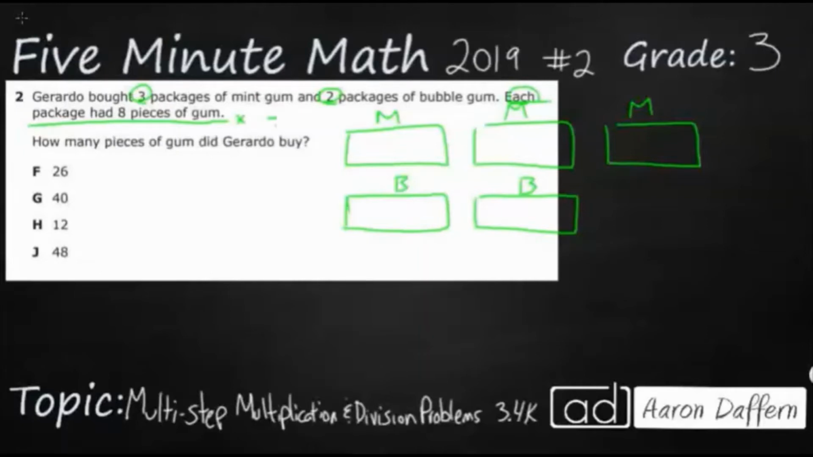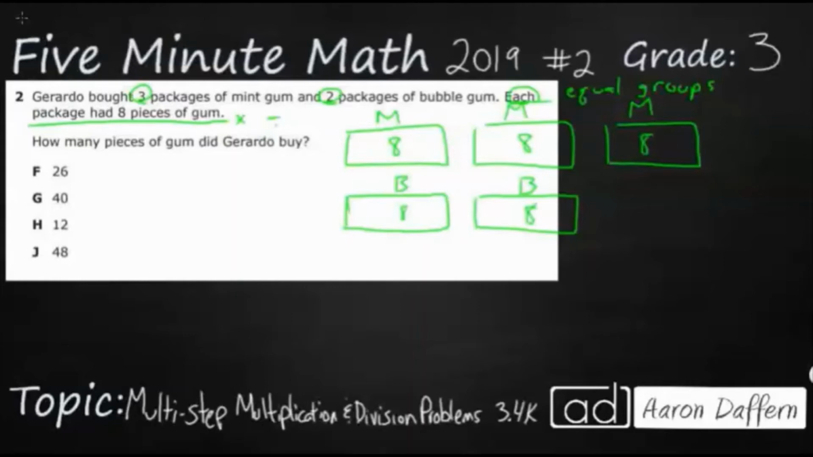Whenever we see "each," that gives us a clue that we're most likely dealing with equal groups, and that's what multiplication and division looks like: equal groups. So if each package has 8, well, let's just put 8 right here. And we actually have a few different ways we can do this equation.